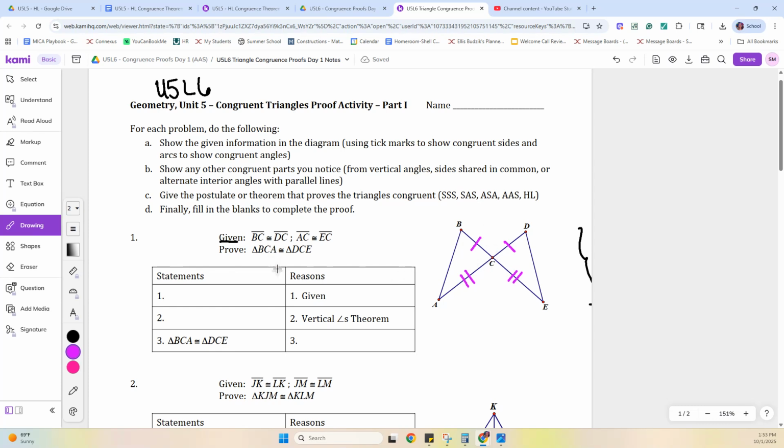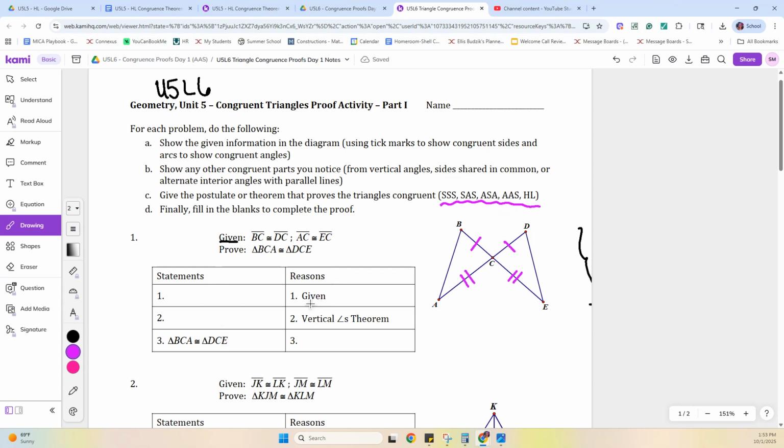Now we want to prove that the 2 triangles are congruent to each other. Well, we have options to prove that 2 triangles are congruent. We can use any of these to help us: side, angle, side, angle, angle, side, or HL. Now, we want to fill in the blanks here.